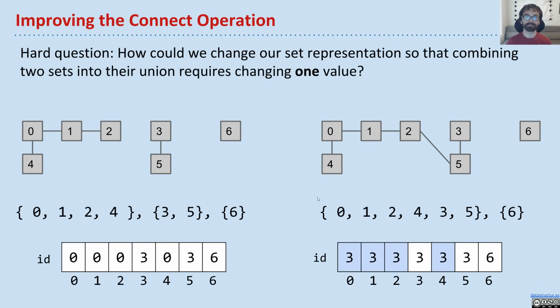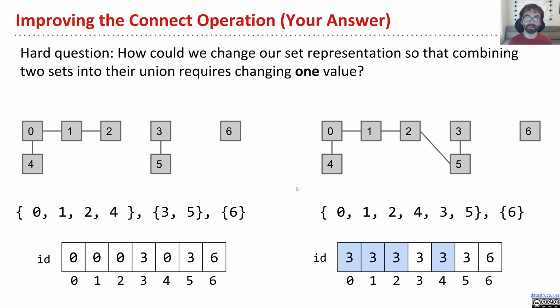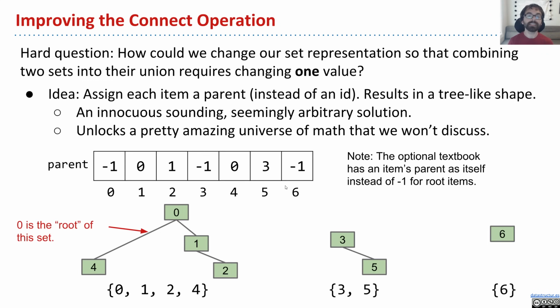All right. So I would have you give me an answer, but I don't know you. You're not here in person. So I'm just going to give you an answer. So the usual trick, the only way I know of to do this, is let's assign each item a parent instead of an ID. Okay? So what I mean by that is instead of saying 2, you belong to set 4, you'll say 2, you belong to item 1, and 1, you belong to item 0, and 0, you belong to nobody.